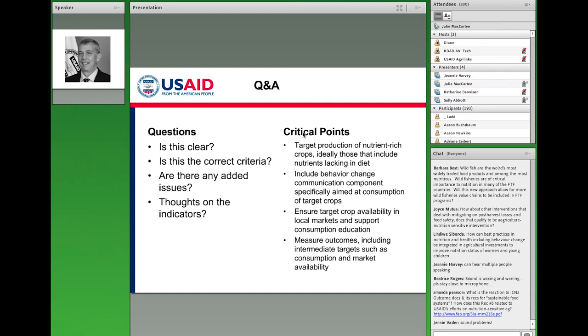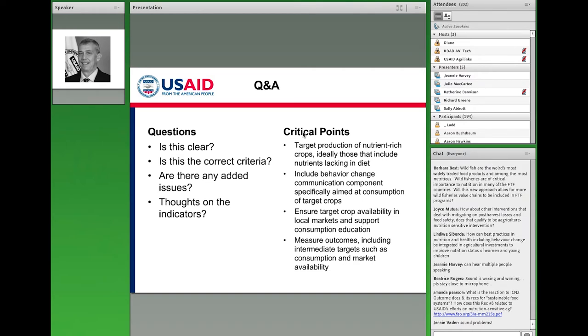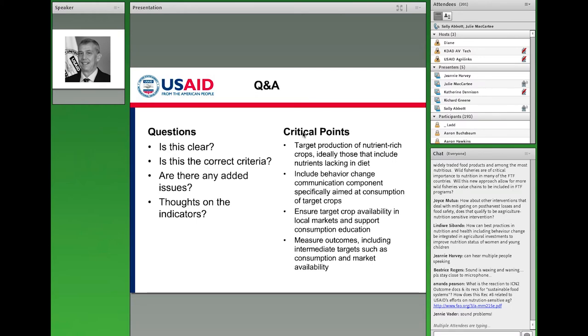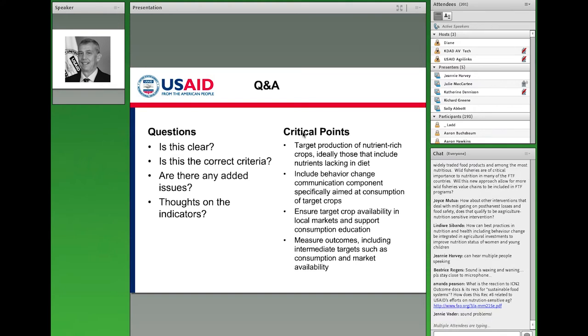There have been a couple of comments here, Sally, about animal source foods and also fisheries. For instance, Barbara Best particularly mentioned that fish are one of the world's most widely traded food products and among the most nutritious. And so I think there's a bit of a concern about a focus on crops and how animal source foods, especially fish, might fit into this. I think that fish are absolutely an animal source food we are discussing and including. It might need some emphasis on that first critical point, the targeted production of nutrient-rich crops. We include fish in that.